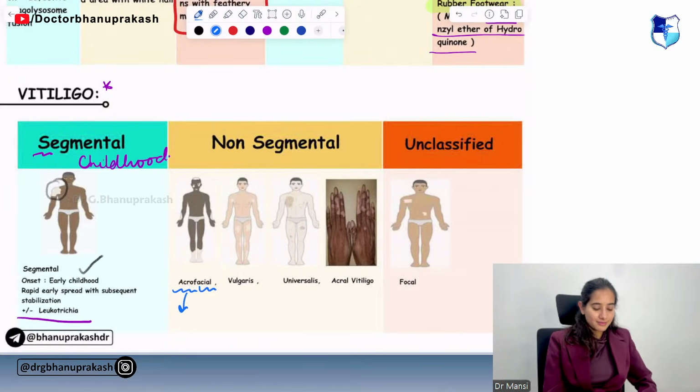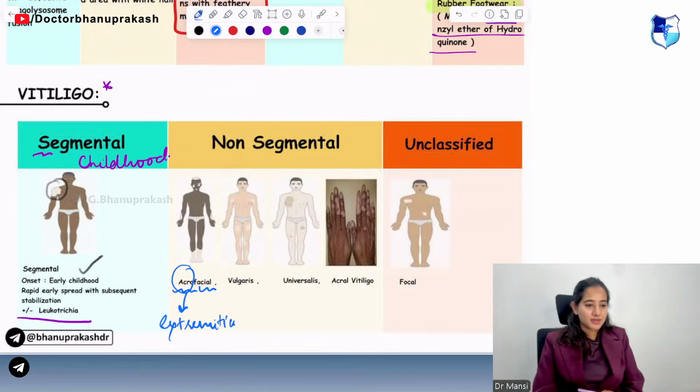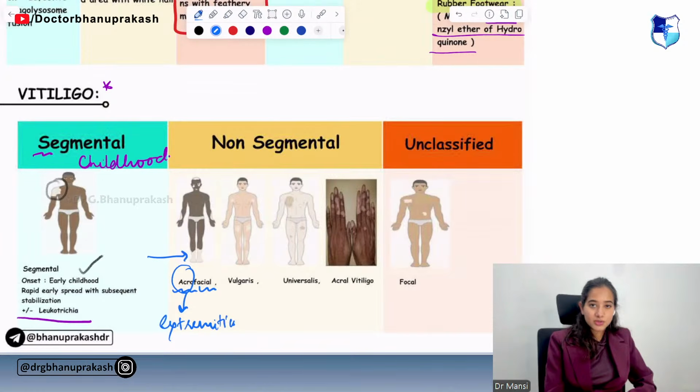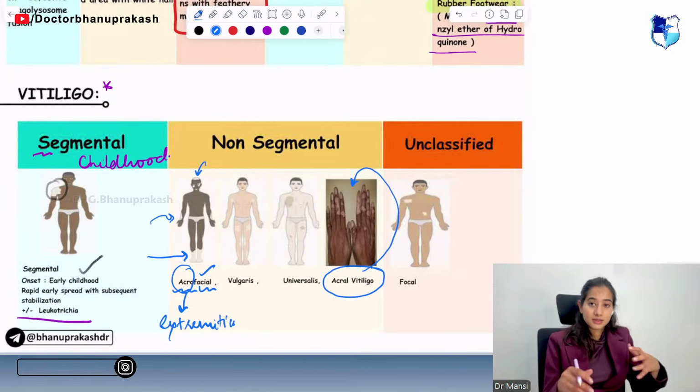Acrofacial. The word acro is for the extremities. The patient is going to present maybe with the hands, like the fingers involved, and the parts of the face involved. The foot might be involved, and the scalp probably is involved. So all these are the extreme parts of the body. In acrofacial, the face is also involved along with the extremities, whereas in acral, mostly the hands are involved.